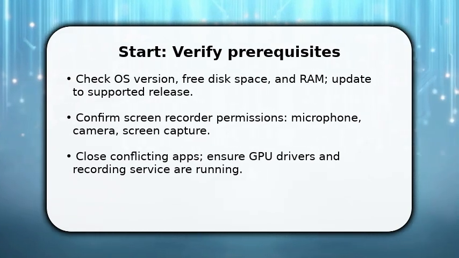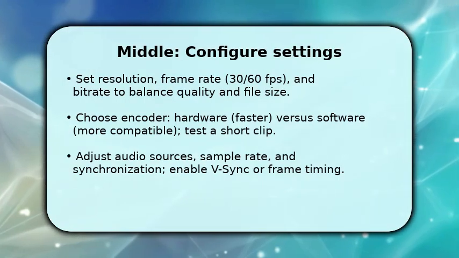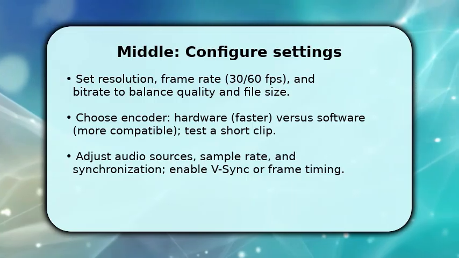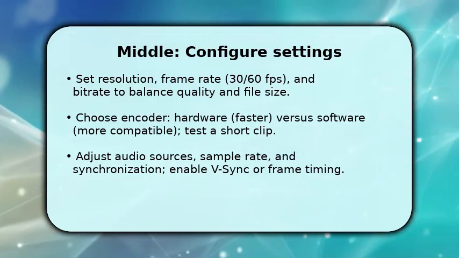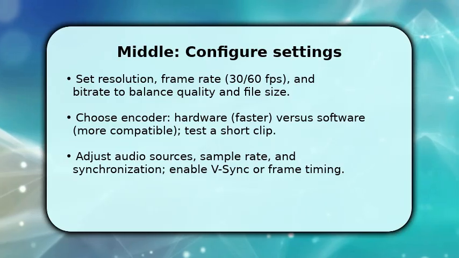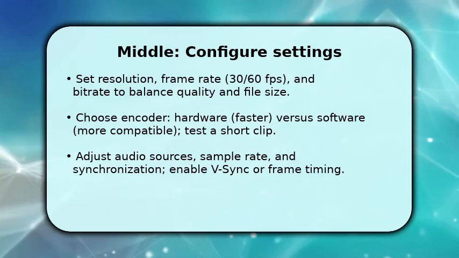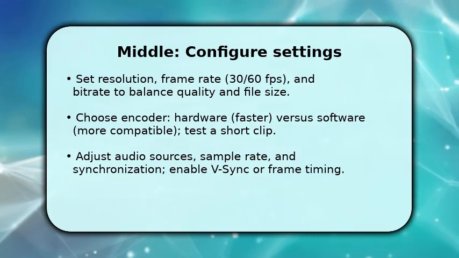Now you configure the recorder for reliable output. Pick resolution and frame rate. For tutorials, 30 FPS is fine. For gameplay, try 60 FPS and set bitrate to avoid dropped frames. Then choose encoder. Hardware encoding uses GPU for performance, while software encoding is more consistent on older machines.